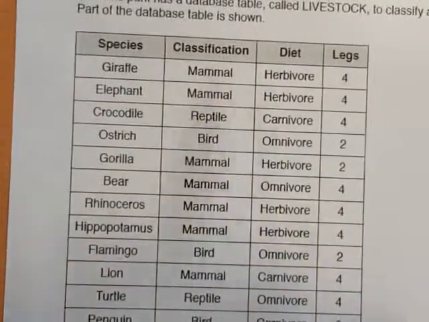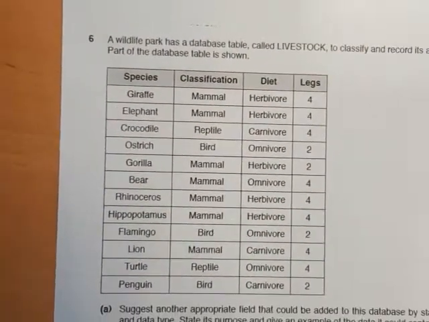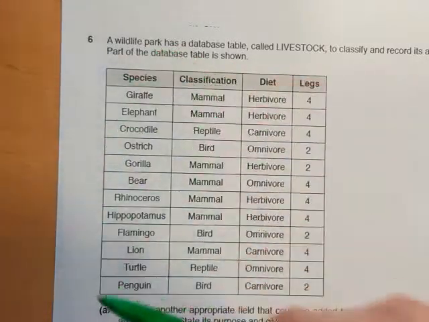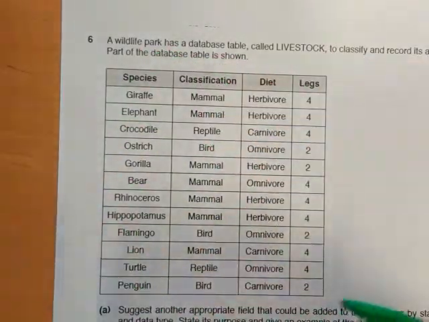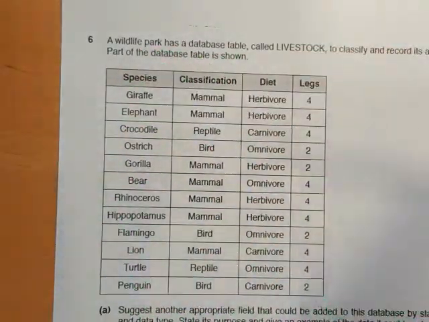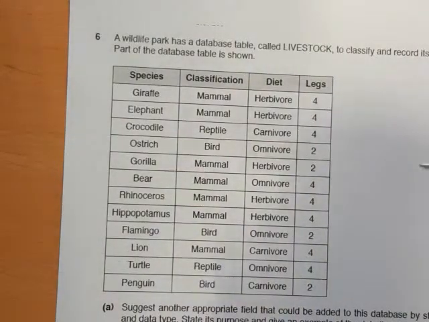So here we have the database table. The database table, that's the whole thing. That's all of the information within the table. They're usually easy to identify. Then within that, you might be asked how many fields or how many records there are.